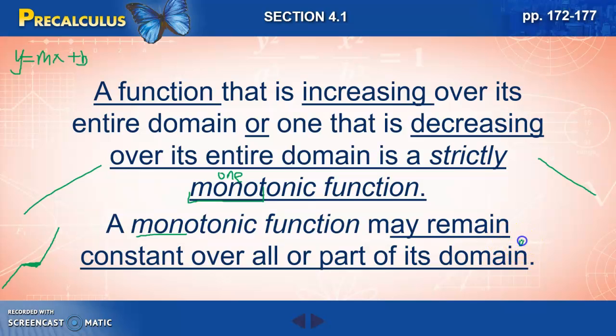Another monotonic function is our greatest integer function. If you remember, that was the one that kind of looked like stair steps going up. Okay, it has these parts of its domain that are constant. All right, so this is a monotonic function, not strictly monotonic, but monotonic.